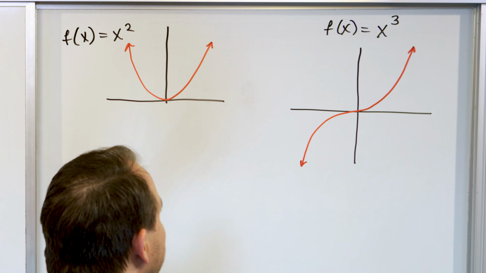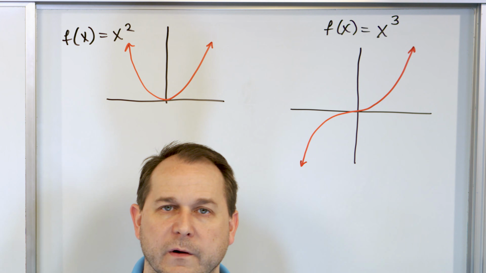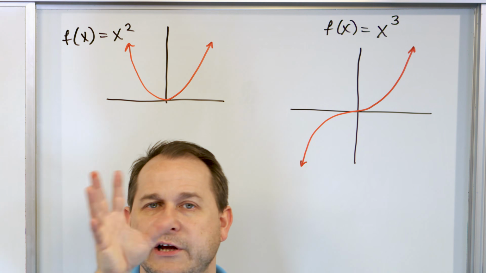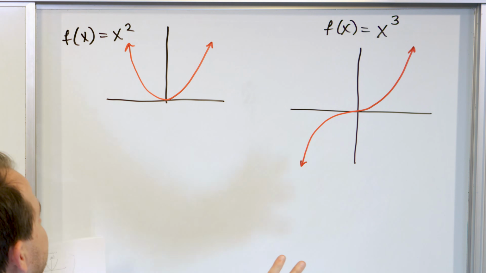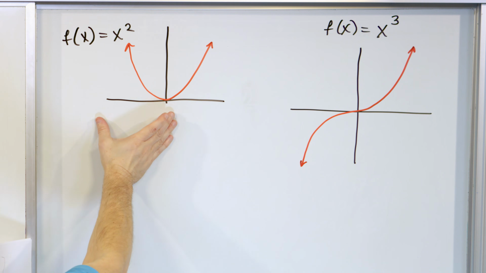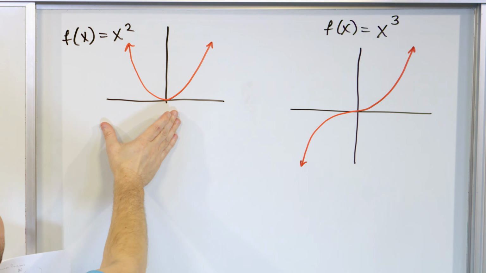Right? Now what I want to do is get all of these on the board, and then once I get them all on the board, I'm going to go back through them and explain why they look the way that they do. But first I just want you to get an idea of, hey, here's what a quadratic function, an x squared type function, looks like.